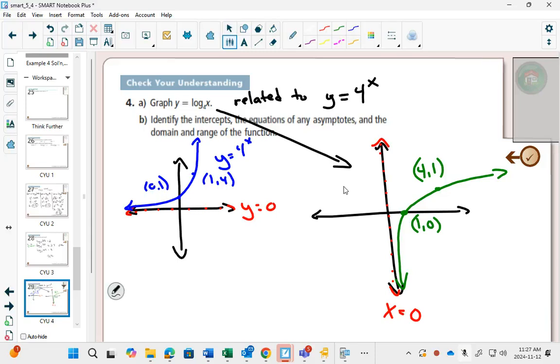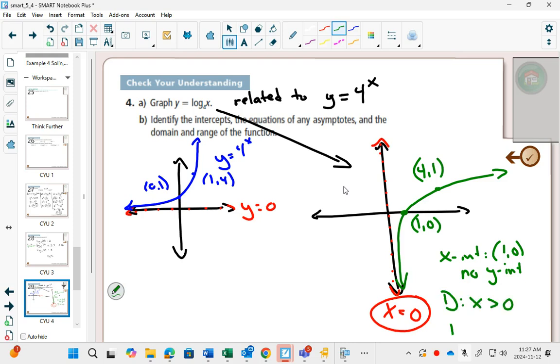Then in part B, it says, identify the intercepts. So there is an x-intercept at (1, 0), but because of that asymptote on your y-axis, there's no y-intercept. Does it have an asymptote? Yes, it has an asymptote at x equals 0. What is our domain? Now your x values are bigger than 0, and your range is everything.